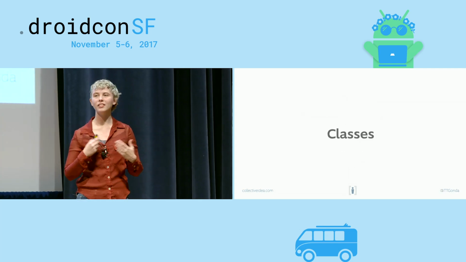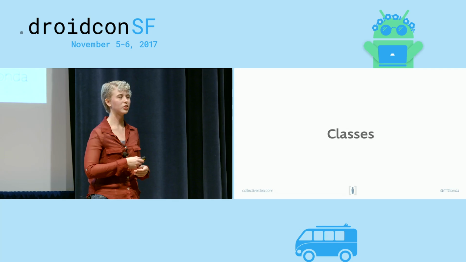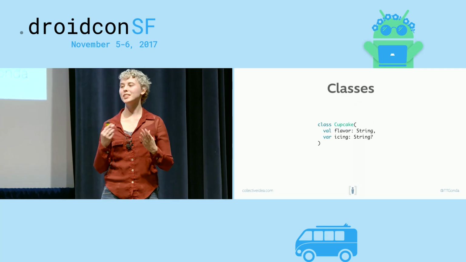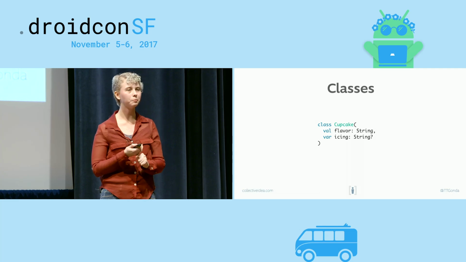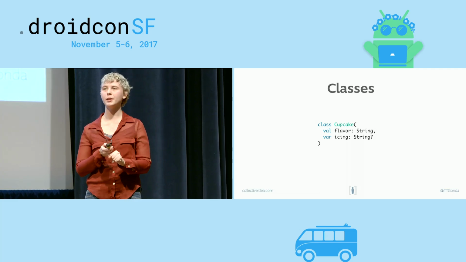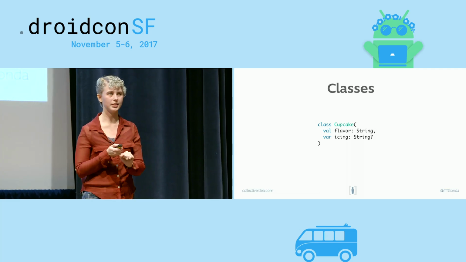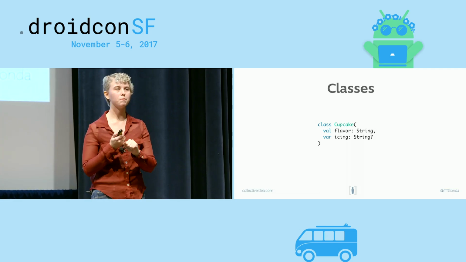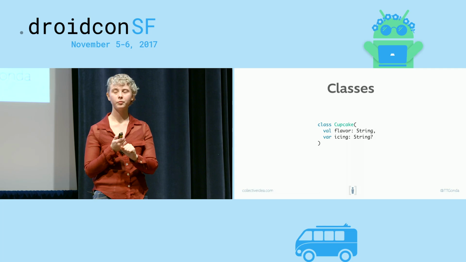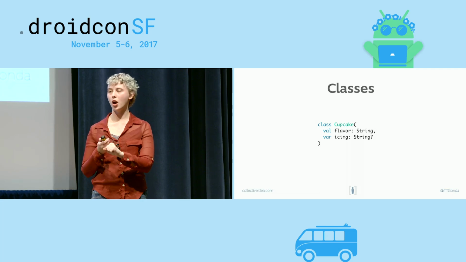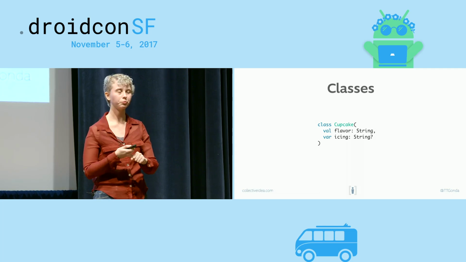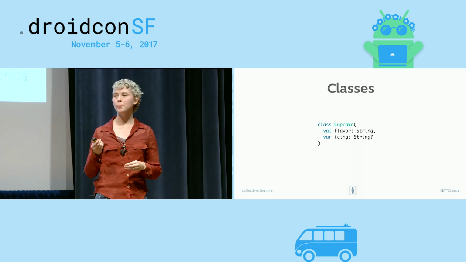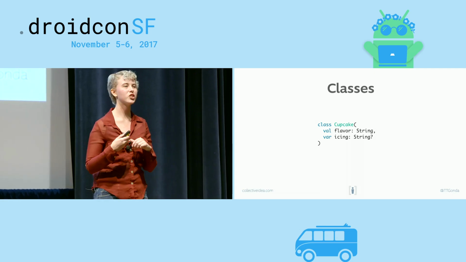Let's look at a Kotlin class. Let's look at a cupcake class. So we have this simple class. It's called Cupcake. And then we have two properties on it. We have flavor and icing. Flavor is marked with val, which is making it immutable. And then icing is marked with var, making it mutable. So after this class is created, the flavor of the cupcake can never change, but we can change the icing.